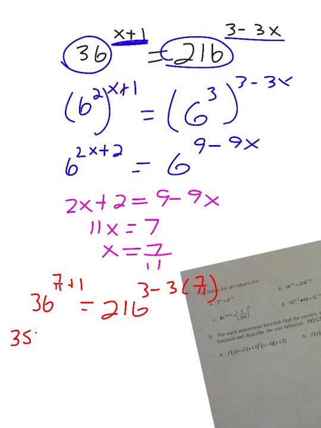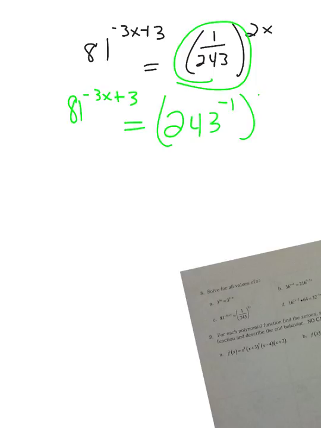I get 352.1087 and so on, equals 352.1087 and so on. Okay, so let's take a look at 8c. All right, so 8c is 81 raised to the -3x plus 3 power equals 1/243 raised to the 2x power. The first thing you want to do is change this to just an integer, not a fraction. So it's 81 raised to the -3x plus 3 equals 243 raised to the -1 power to the 2x.